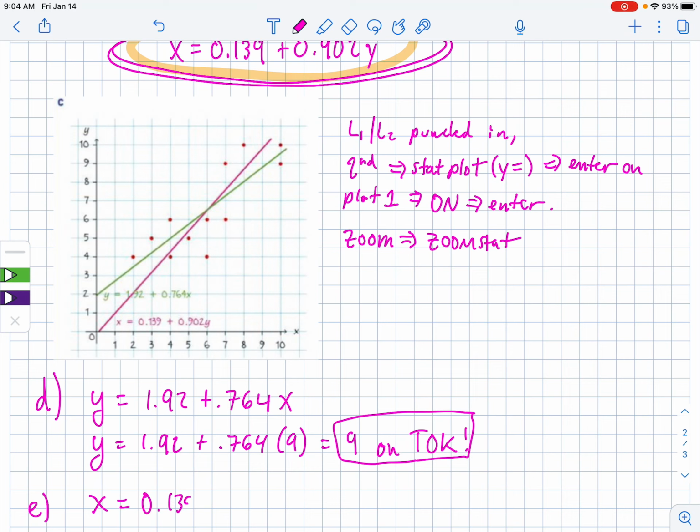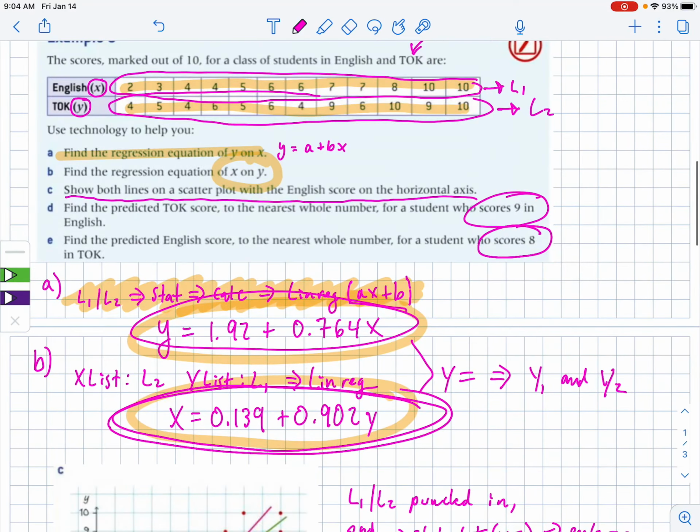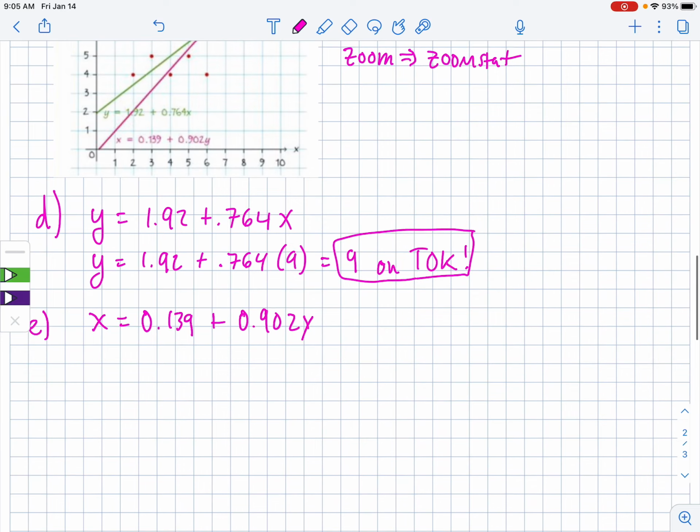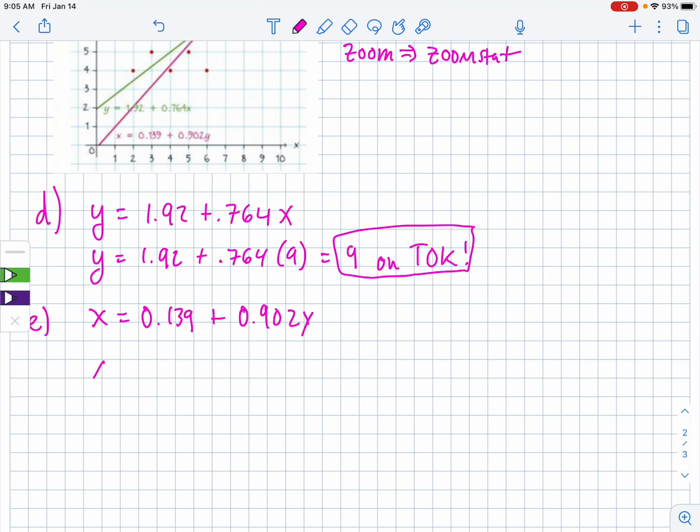So the X on Y is, so this is part E. X is equal to 0.139 plus 0.902y. They're giving us a score of 8 for TOK. Remember, the Y's are the TOKs. So this will be X is equal to 0.139 plus 0.902 times 8. When you crunch that to the nearest score, you get 7 on English.